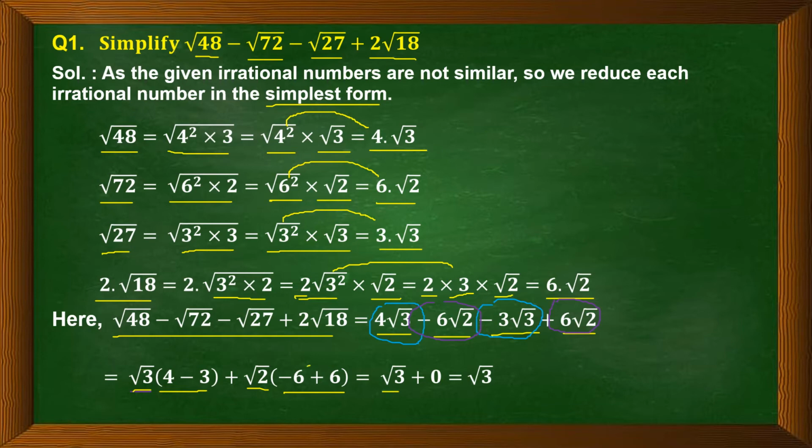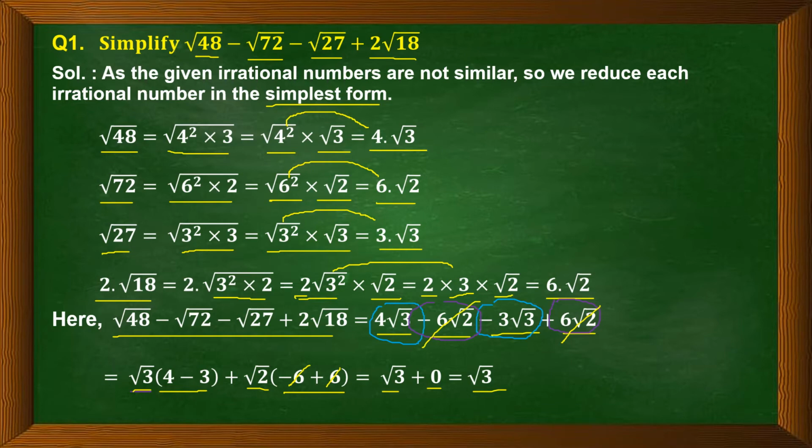Now over here minus 6 and plus 6 will cancel. Root 2 into 0 is 0, or we can cancel here also. Here also we can cancel because minus 6 root 2 and plus 6 root 2 is 0. Right, we can cancel over here. So root 3 plus 0 is root 3. This is the answer.